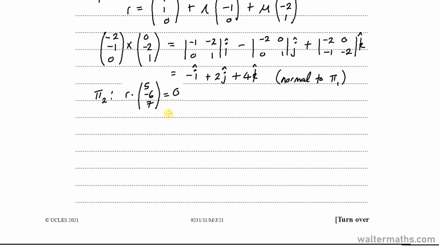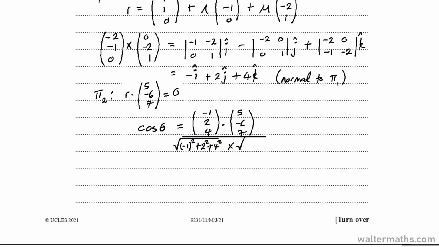So to get the angle between the two planes, I will say cos of theta is equal to the dot product of the normals. That's for pi1, that's (-1, 2, 4), and that's dot, and for this one, I have (5, -6, 7), and that's going to be over the square root of (-1) squared plus 2 squared plus 4 squared, and that's times the square root of 5 squared plus (-6) squared plus 7 squared. So this is going to give us, at the top, the dot product: -5 plus 2 times -6, that's -12. So that's -12. And 4 times 7 is 28.